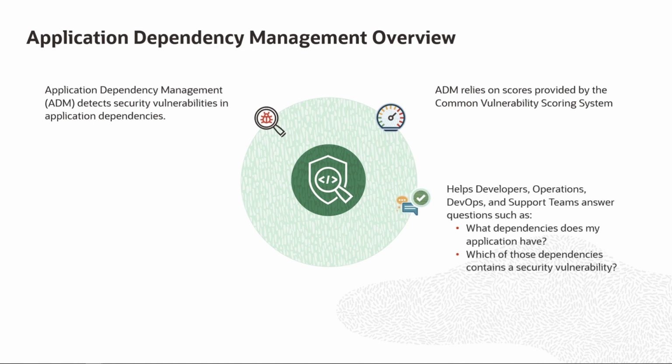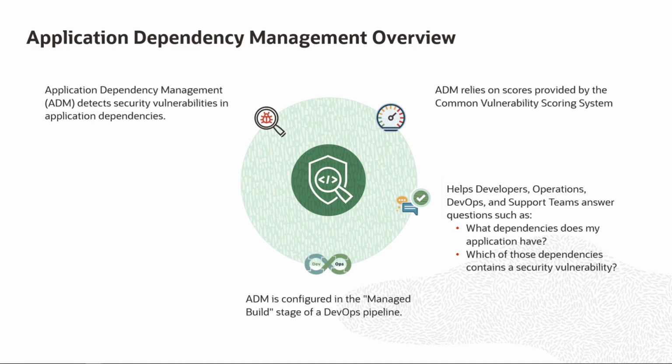ADM is a tool that can benefit many different teams within your organization, whether you are a developer, operations specialist, DevOps engineer, or support team member. ADM can help you answer critical questions about your application dependencies by identifying which dependencies your application relies on and which ones contain security vulnerabilities.